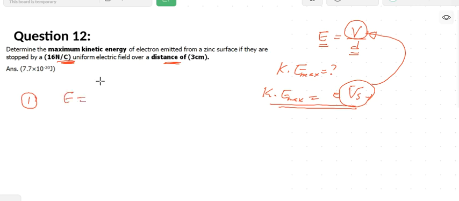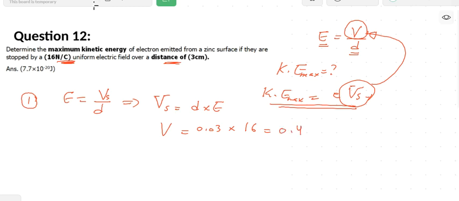So if we say E equals V stopping divided by d, then we can write that V stopping equals d times E. The distance is in centimeters, we need to change it. It will be 0.03 meters as a unit. And the electric field is 16. So the final answer will be 0.48 volts. So this is the stopping potential.